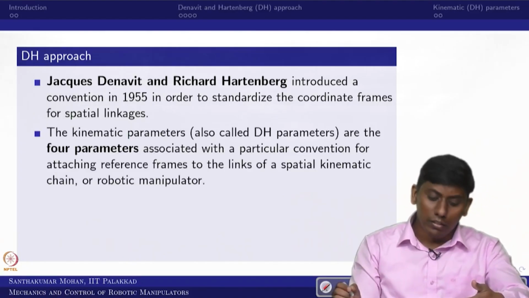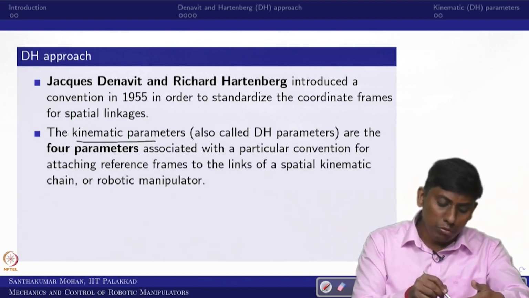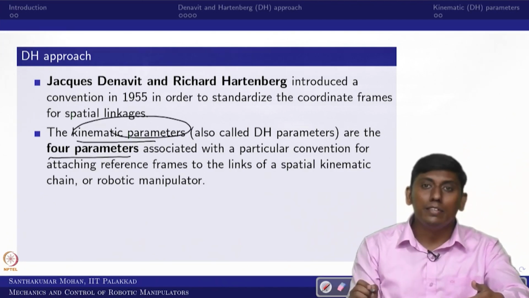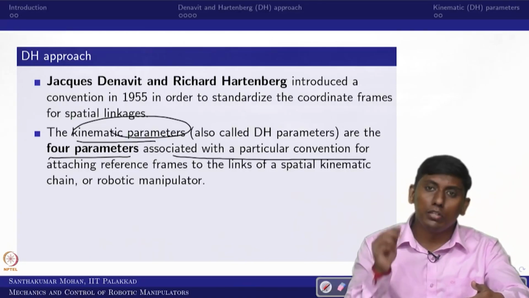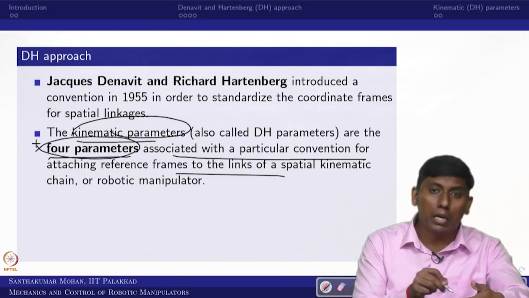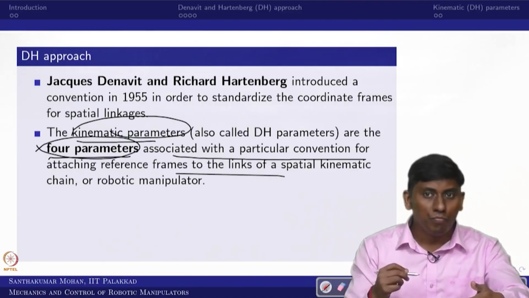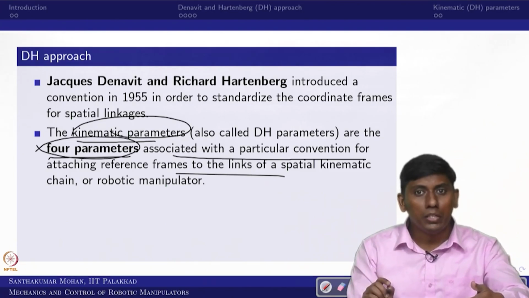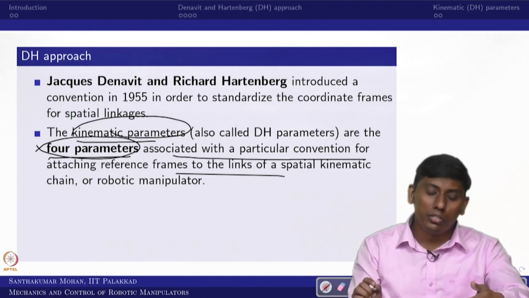What they said is that we can use only 4 kinematic parameters instead of 6. But it would be associated with a particular convention, so that only 4 parameters are sufficient to represent instead of 6. Then there is supposed to be some redundancy or passiveness, right. That is what we are going to see in the next slide.